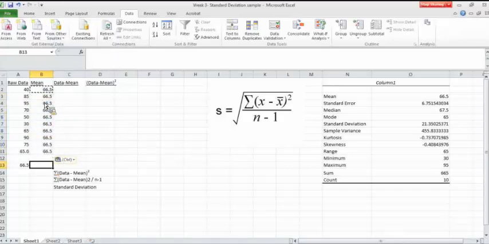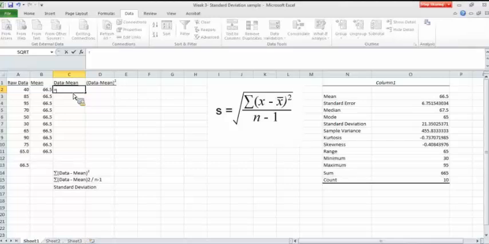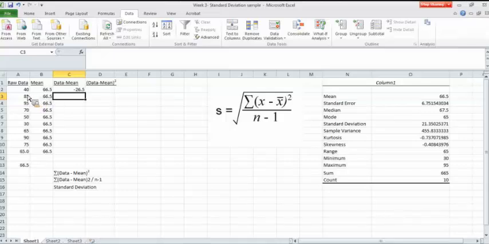Now what we have is the raw data, so we have each data point, and we have the mean, x bar, here. Now we're going to calculate each data point minus the mean. So equals this item minus this item. And of course the item here is negative because our mean was 66.5 and we were at 40 here, so we're 26.5 points under the mean.